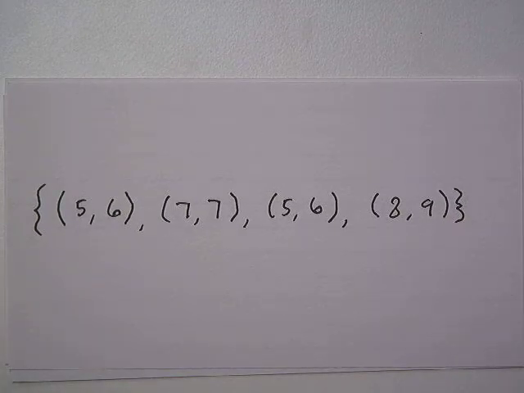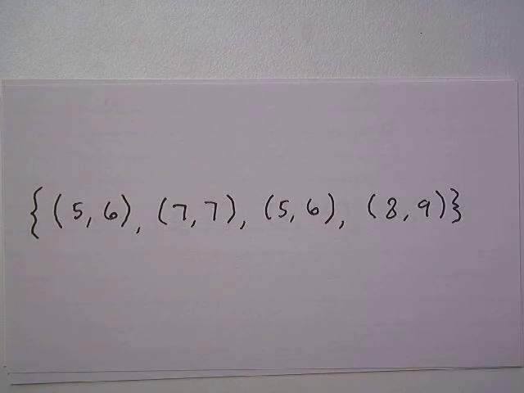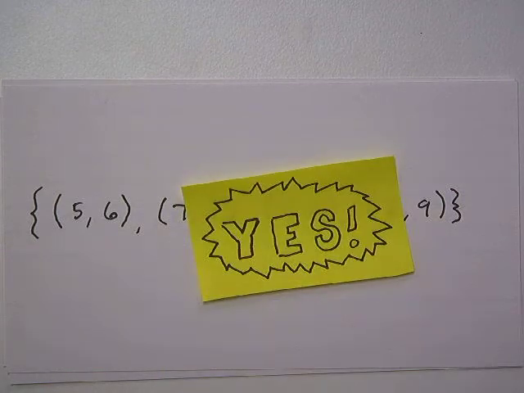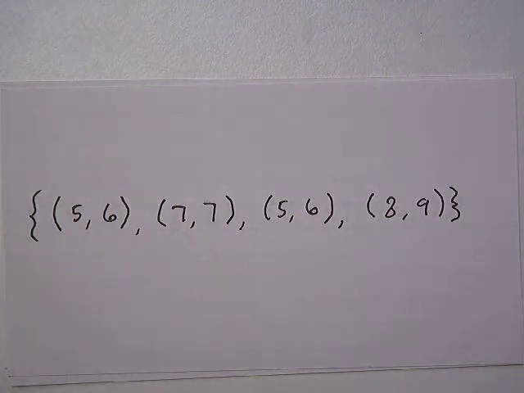All right, take a second to look at that one. So our x values are 5, 7, 5, and 8. So our x values do repeat, but then we look at the y values on those repeated x values, and they're both 6. So this is the same point. So in fact, this is a function.